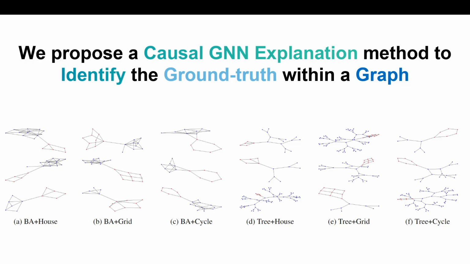explanation method to identify the ground truth within a graph, meaning that you can see here 6 groups of graphs, and in each of them you can see some red nodes attached to a bunch of blue nodes. Those blue nodes are a BA-shaped graph or tree-shaped graph in different sizes, and the group of red nodes are the nodes that we are looking to find out. Sometimes they look like a house, and sometimes like a grid in different sizes, and sometimes there are cycles. So this method should identify these groups of red nodes. We name them the ground truth within a graph.